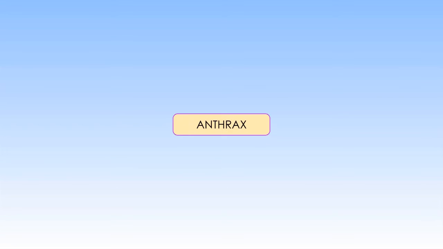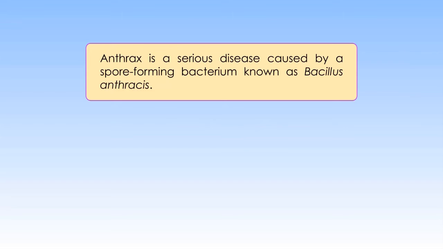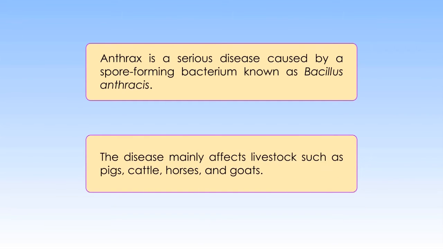Next is anthrax. Anthrax is a serious disease caused by a spore-forming bacterium known as Bacillus anthracis. The disease mainly affects livestock such as pigs, cattle, horses and goats. The disease is spread to humans from the infected animals through direct or indirect contact. There are three common routes of anthrax infection showing different signs and symptoms.